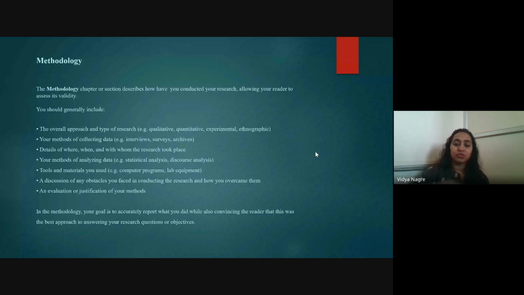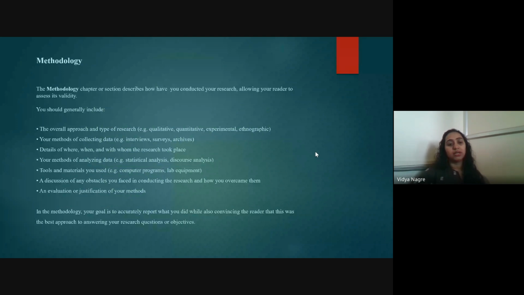If you have done interviews, surveys, this kind of methods of data collection, then that goes under techniques and methods. So in this way, you have to highlight and identify various kinds of tools, materials, and methodologies that you are going to use in your research and mention them under the methodology.